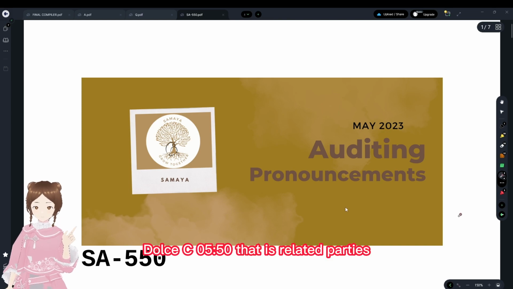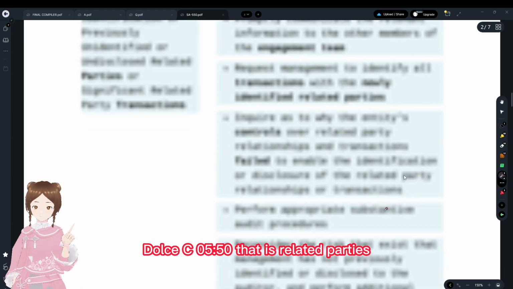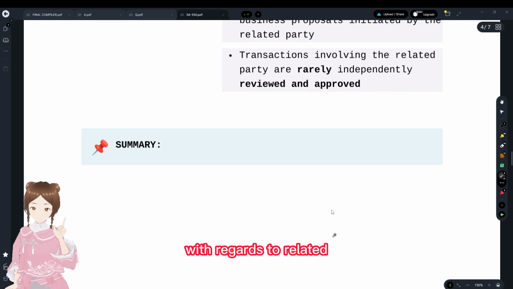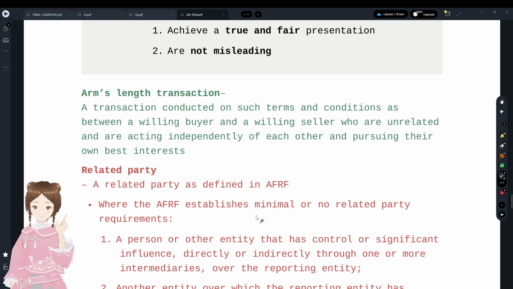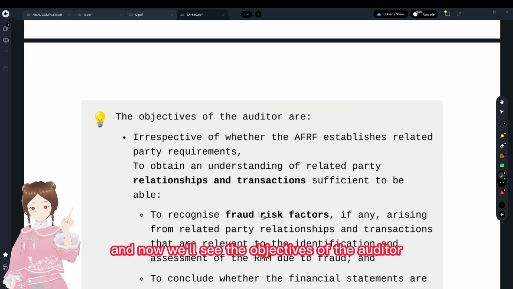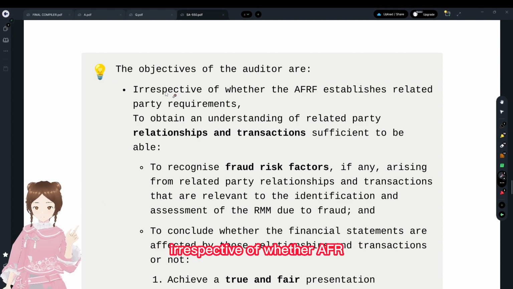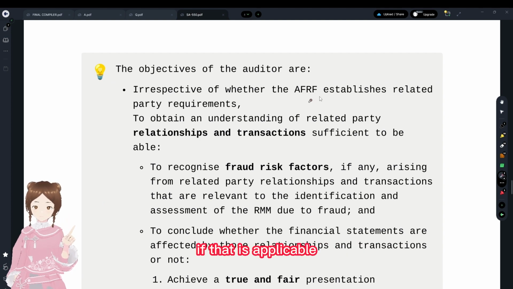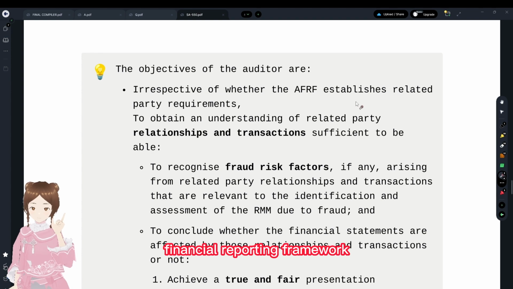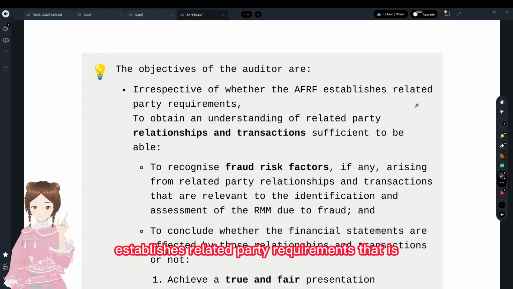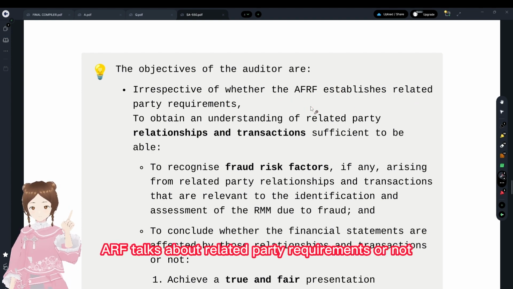Now I'll see SA 550, that is related parties. Now we'll see the objectives of the auditor, irrespective of whether the AFRF, that is the applicable financial reporting framework, establishes related party requirements. That is, whether the AFRF talks about related party requirements or not.